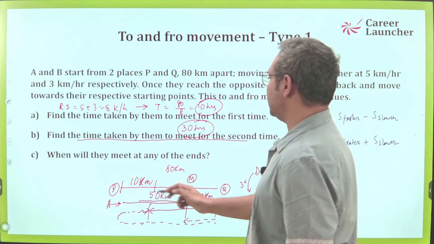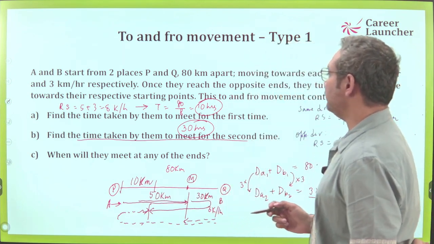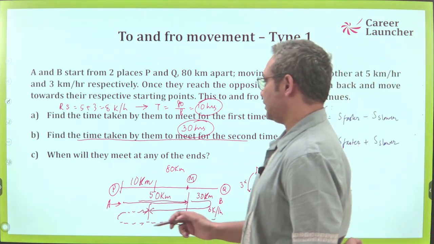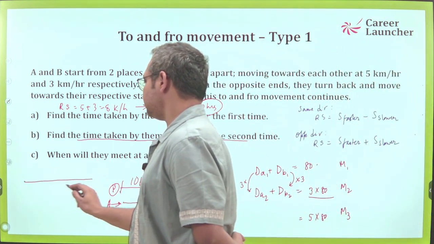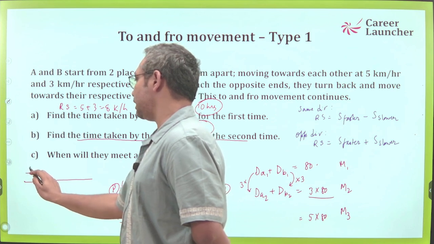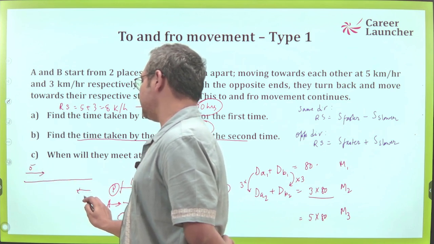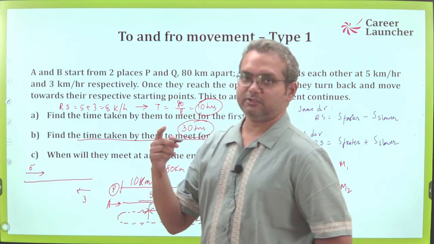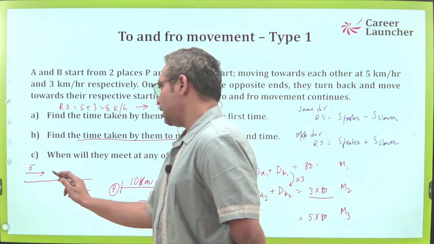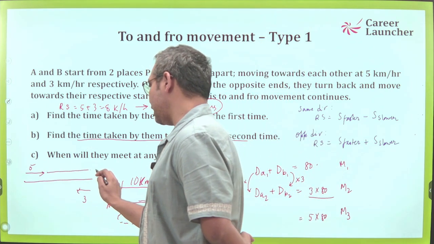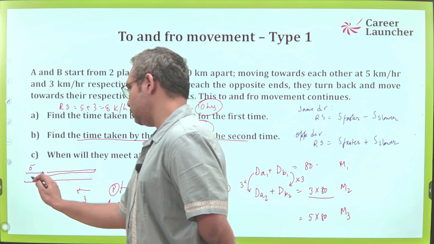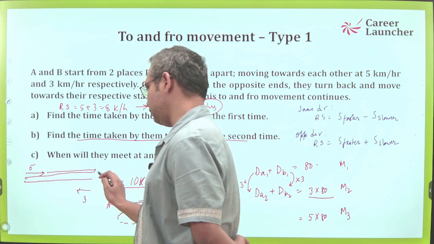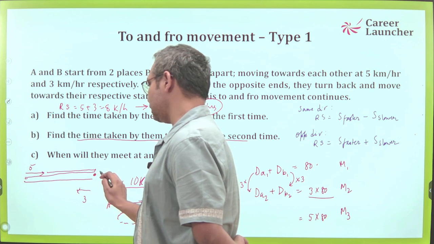Now, for the third part of the question, when will they meet at any of the ends? If you look at this, A is travelling at a speed of 5 and B is travelling at a speed of 3. So, that means the A by B speed ratio is 5:3. What this means is, by the time A manages to cover 5 laps, so 1, 2, 3, 4 and 5, he eventually will reach here.